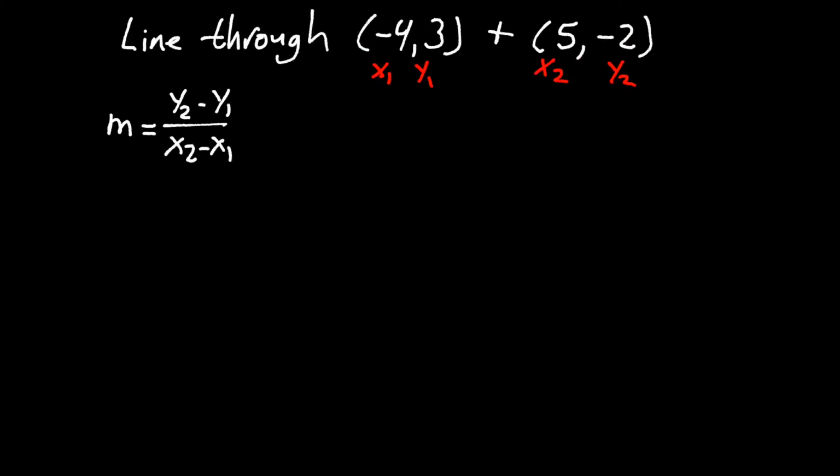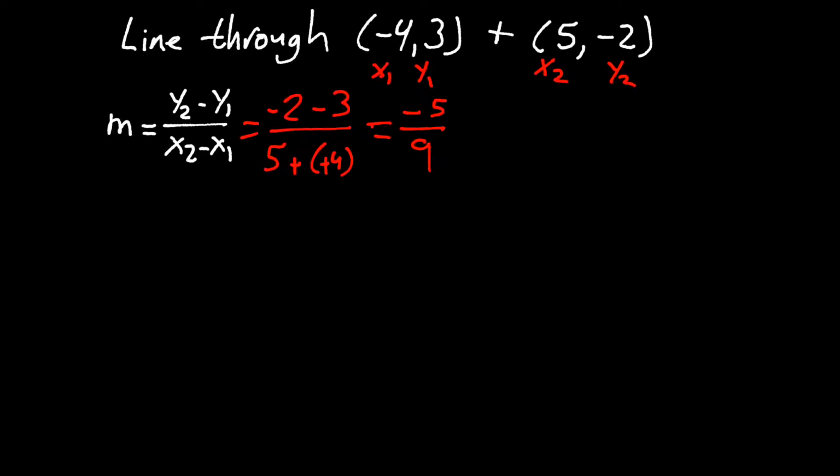Take these numbers, and let's put it into our formula here. y2 is -2, y1 is 3. So at the very top, I have -2 minus 3 over x2 is 5, x1 is -4. 5 minus a -4. This is going to give me -5 on top, and 5 minus a -4 is the same thing as addition, so 5 plus 4 is 9. We know our slope now is -5/9.